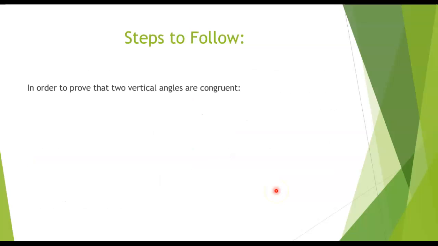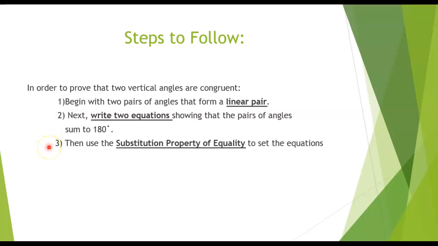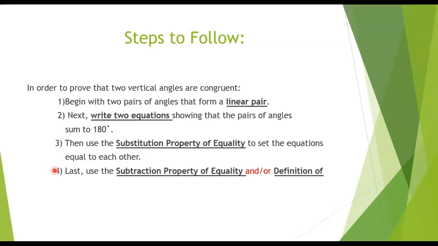So, steps to follow. In order to prove that two vertical angles are congruent, first begin with two pairs of angles that form a linear pair. Next, write two equations showing that the pair of angles sum up to 180 degrees. Then use the substitution property of equality to set the equations equal to each other. Last, use the subtraction property of equality and/or the definition of congruent angles to complete the proof. So you might be using both or just one.